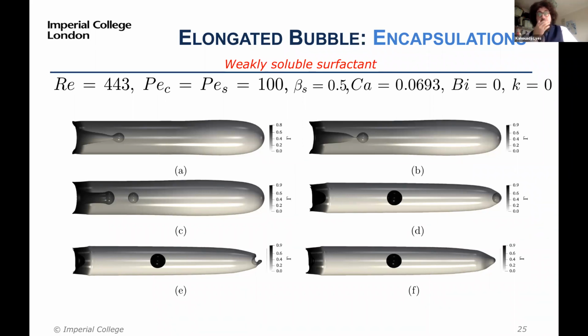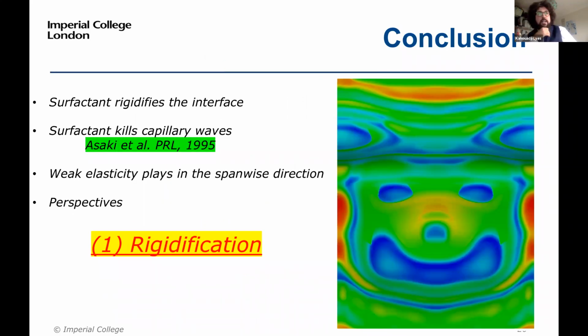So in summary, for this part, we see that the addition of surfactant acts by rigidifying the interface and also suppresses the capillary wave. And a really weak surfactant with a small elasticity number dances, it plays there until it stabilizes.